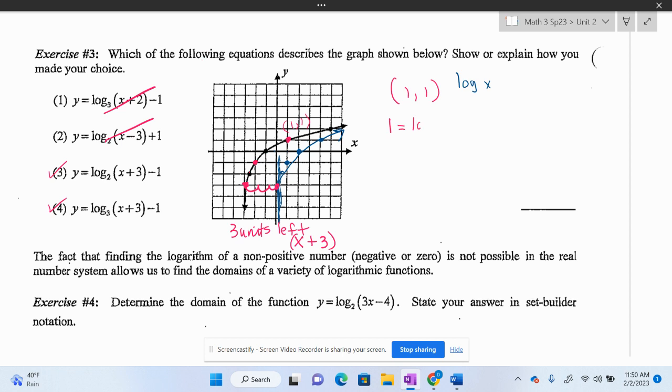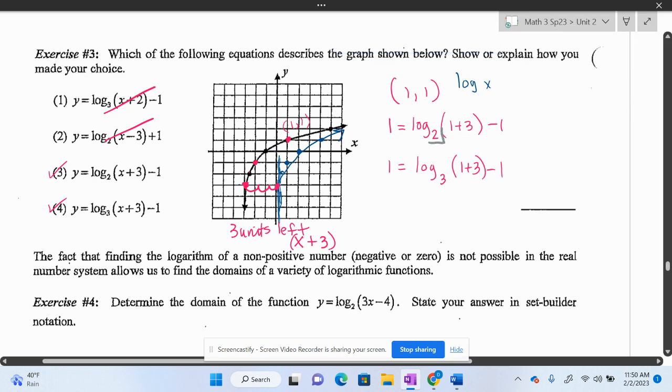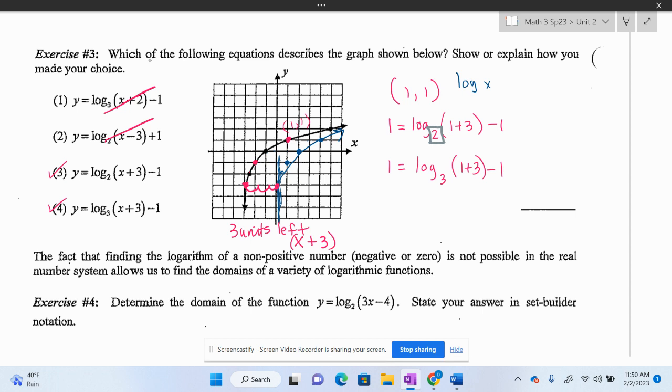So 1 equals log base 2 of (1 plus 3) minus 1, or 1 equals log base 3 of (1 plus 3) minus 1. So let's talk about what each one of these is kind of saying. This is saying 2 to some power equals 4. 2 to what power equals 4? Because 1 plus 3 is 4. 2 to the second power, but 2 minus 1 is 1.